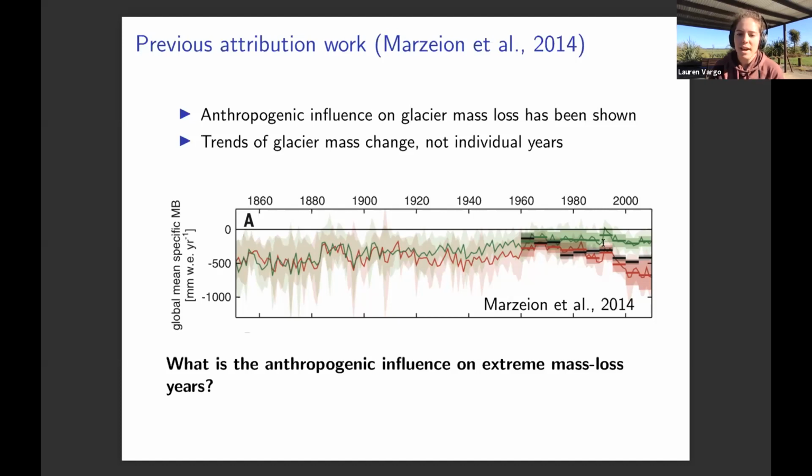But that work looked at glaciers on decadal timescales. And that meant that some glaciers, particularly the ones in New Zealand, weren't able to be included because they don't have these long records of glacier mass change. So that led us to ask the question of whether we could attribute individual extreme glacier mass loss years to climate change.